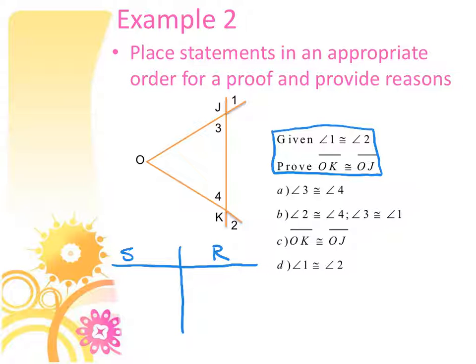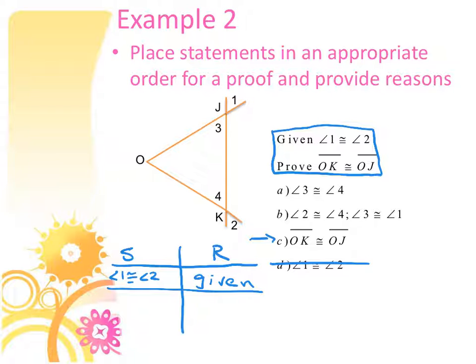Right, D. Angle 1 is congruent to angle 2 because of given. Let's cross that off. That one's done. What is the very last thing I'm going to say? Just remember that that's last. That's the last thing that we're going to say. So it's either going to be A or B that comes next. The question is, which one of those can we say right now?